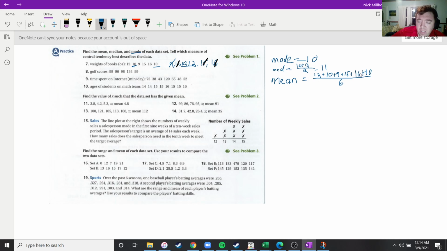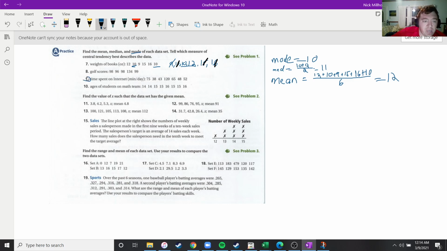And we got 20 plus 31 is 40, so that'd be 60. 72 divided by 6. Our average is going to be 12. So that's how you find the mean, median, mode. Relatively simple. Let's do another one here.